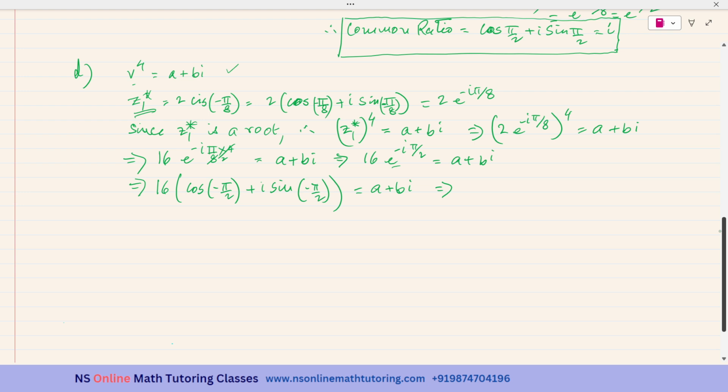And cos negative pi over 2, which is cos pi over 2, is 0. So this is 16 times, 0, and sine negative pi over 2 is negative 1. So this is 0 minus i equal to a plus bi, and 16 times 0 is 0, and so this is negative 16i, or I can write 0 minus 16i, equal to a plus bi. Therefore, a is equal to 0 and b is equal to negative 16. Okay.